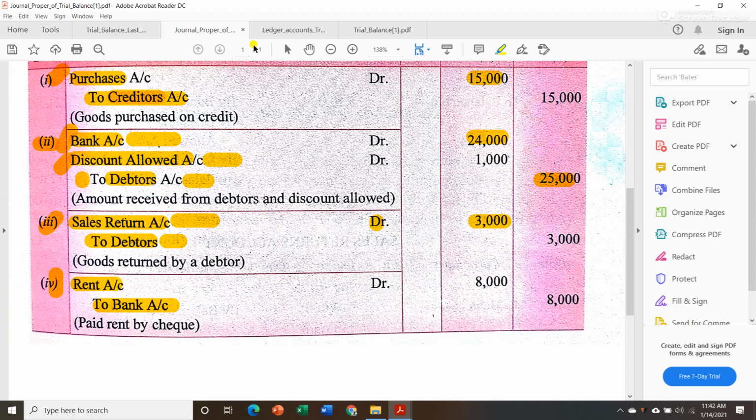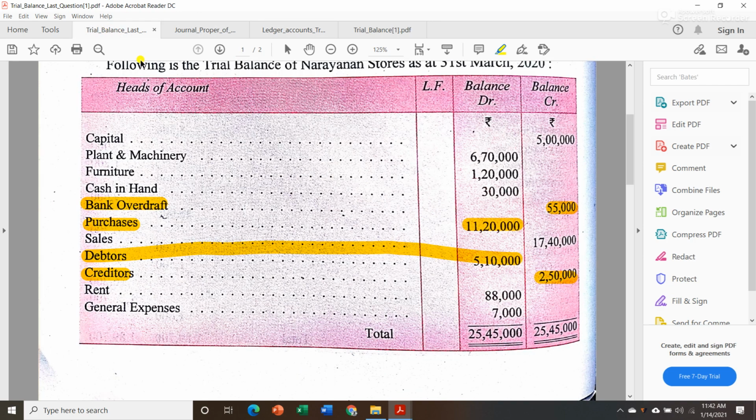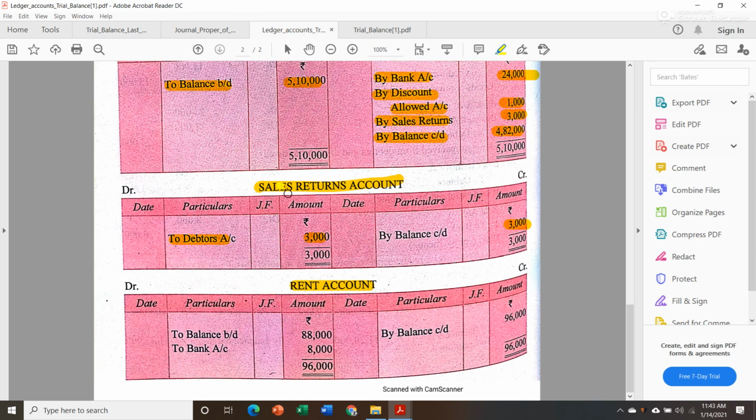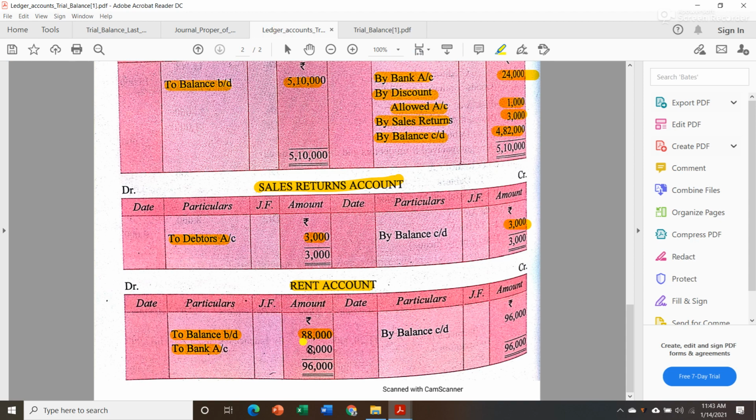Then next we have rent account. So let us prepare rent account now. Rent account. Now move to the trial balance. Do we have any rent in here? Yes, we have one, and it is showing a debit balance of 88,000. So that means we will write on the debit side to balance brought down 88,000. Then in our journal transaction we will simply write to bank account rupees 8,000. Then since we don't have any other transaction related with the rent account, we will balance the account and we got a carried down balance of 96,000.